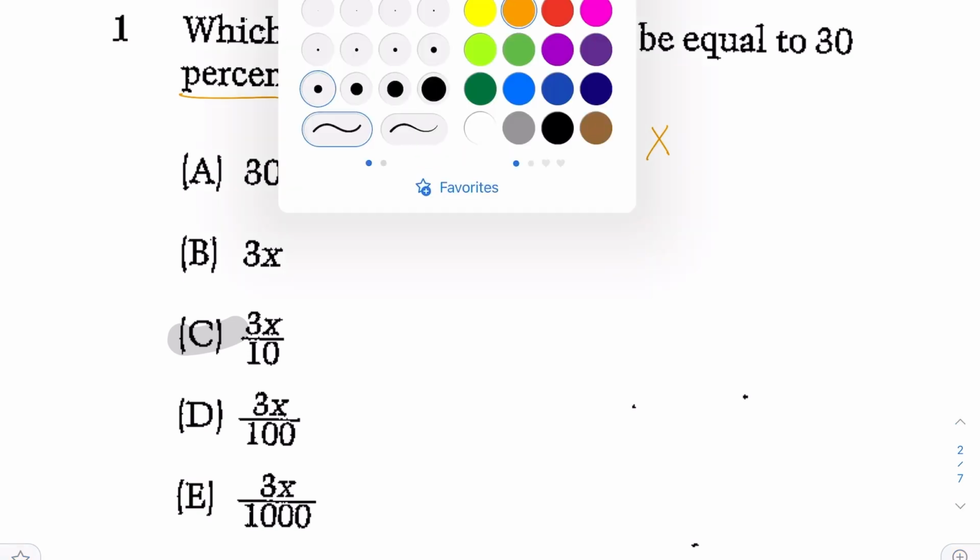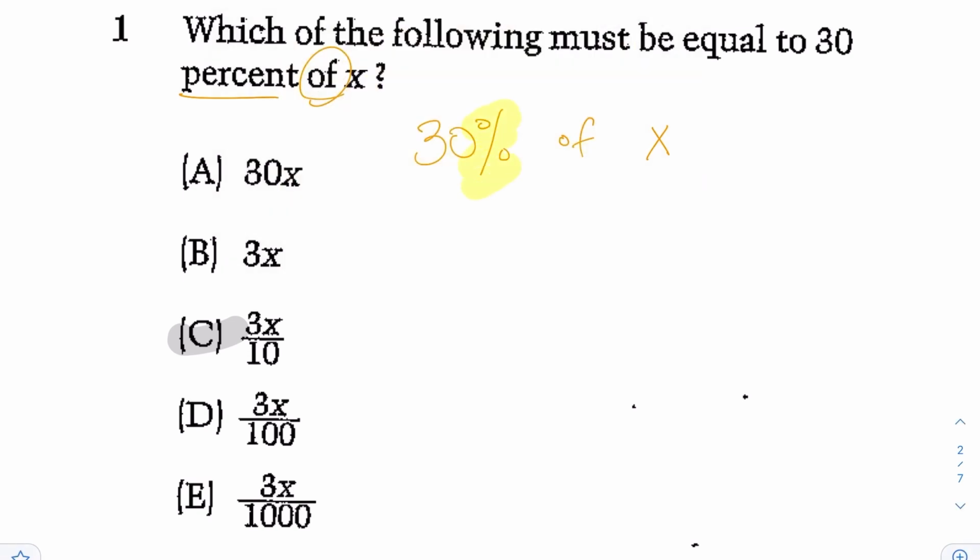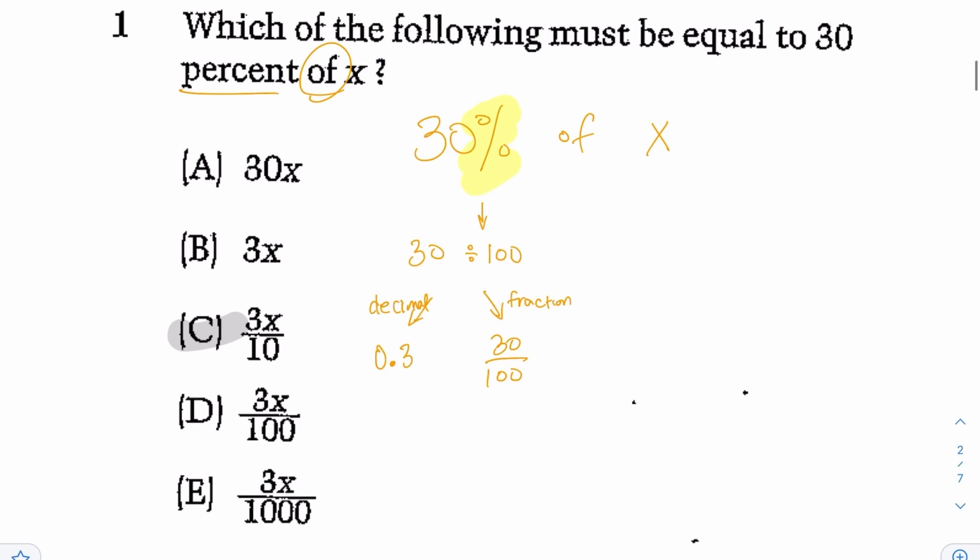This percent symbol here really means divide by 100. So 30% is really 30 divided by 100. You can write this as either a fraction or a decimal. Now, if you look at all the choices, they're all in fractions, so we'll probably have to write the fraction form, which will be 30 over 100. But you can also turn this into a decimal as well. If you do long division and do 30 divided by 100, you'll get 0.30 or just 0.3. Either way is fine. In this case, we'll use the fraction form because all the choices are in fractions.